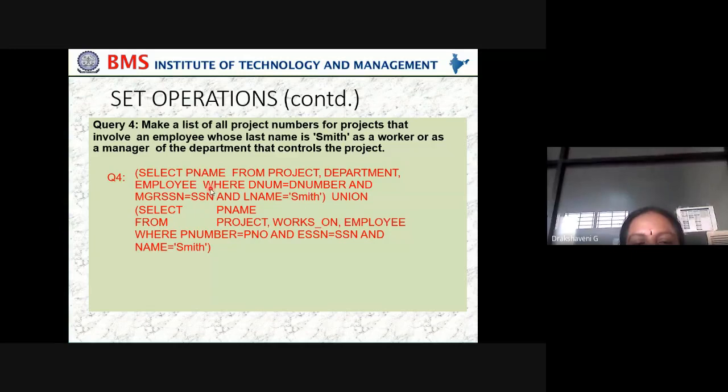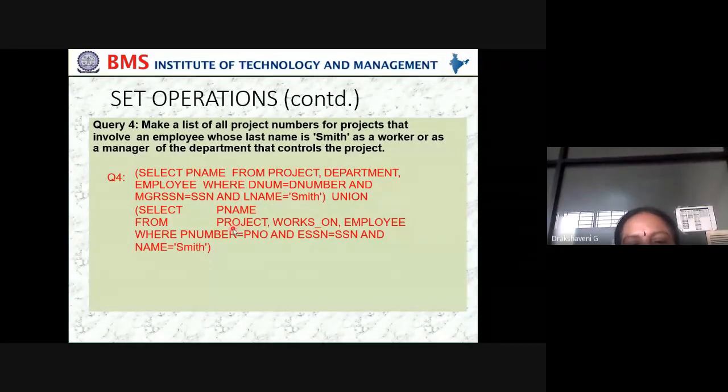And again, who is the manager for the department? Something like our HOD is the head for each department in BMS. Same way here, manager SSN should be equal to SSN. SSN is what? Generally for all the employees, now you are all also students, each of you has a unique ID. So same way here, manager SSN should be equal to SSN. And the last name of the employee should be Smith. So this will be fetched along with that.